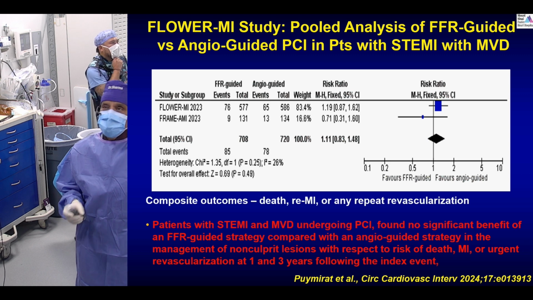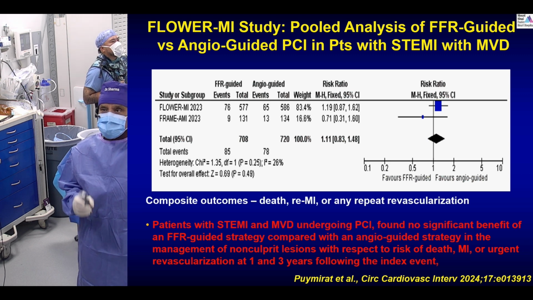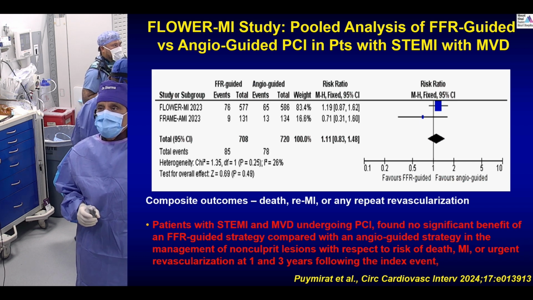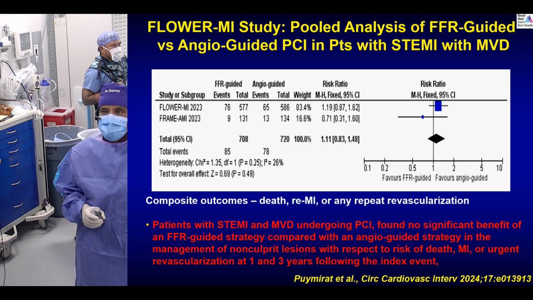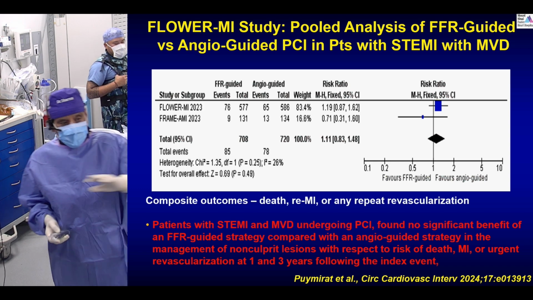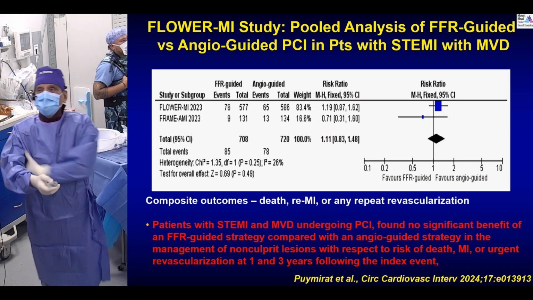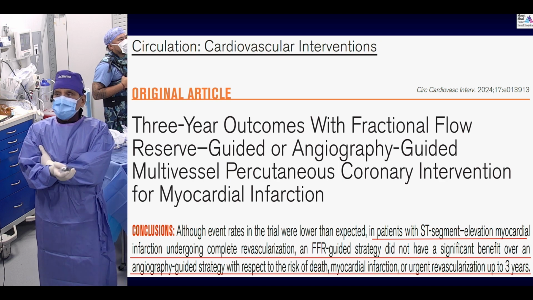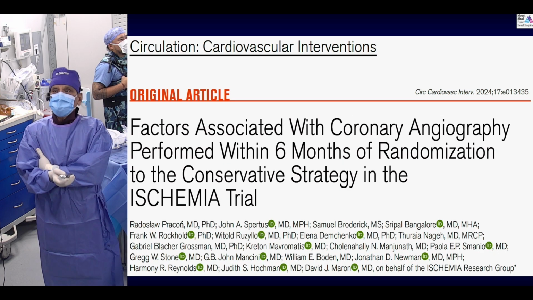So the conclusion is that in patients with STEMI and multivessel disease undergoing PCI, there is no significant benefit of an FFR-guided strategy compared with an angio-guided strategy in terms of non-culprit lesions, with respect to the risk of death, MI or urgent revascularization up to 3 years. Therefore, there's no need to do the imaging at the time. So this is basically the 3-year outcome, as I mentioned already, in the FFR-guided.